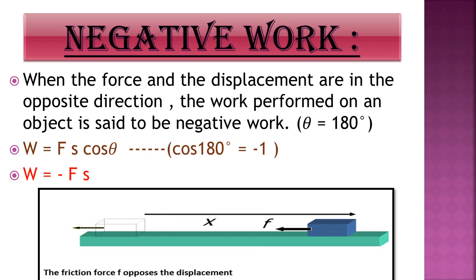Here you can observe one picture in which the displacement is denoted by x, and the friction force F opposes the displacement. That means these both are in opposite directions. That's why work done on the object will be negative work.